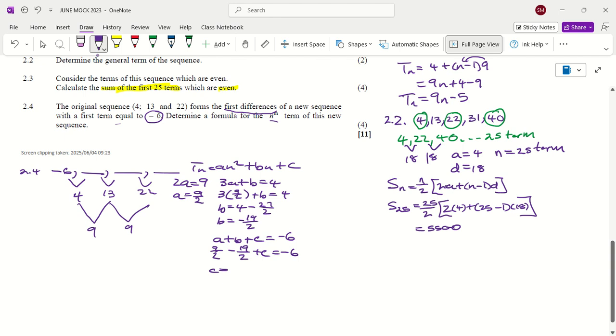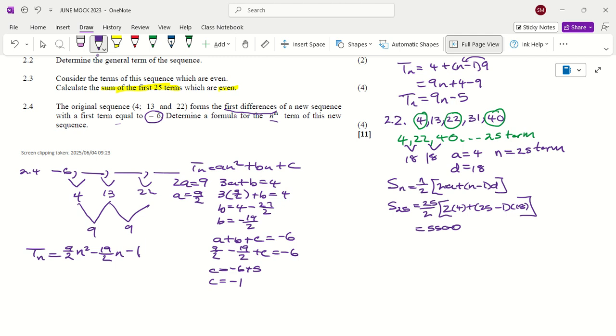Negative 5. So negative 5 plus c is equal to negative 6. Then when we take negative 5 to the other side, it becomes what? Positive 5, right? Then what is our c? It is equal to negative 1. Then now Tn is equal to, our a is what? 9 over 2n squared, right? Minus 19 over 2n minus 1. That is Tn. Very simple.